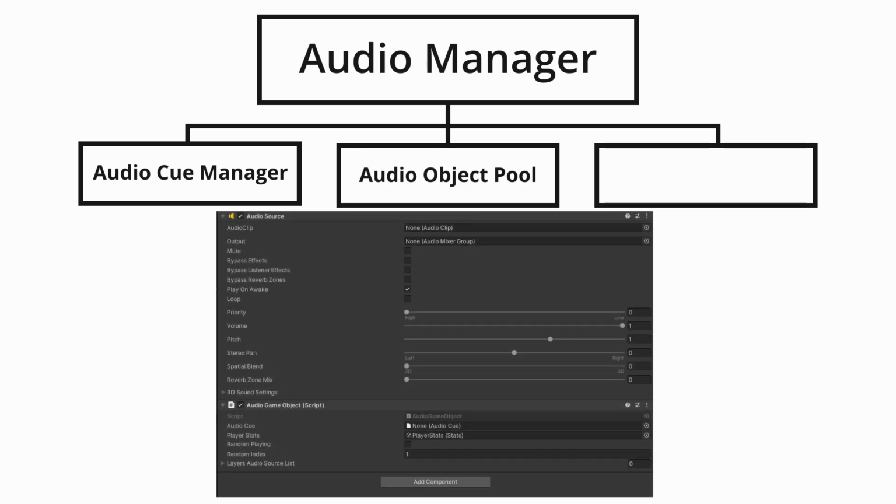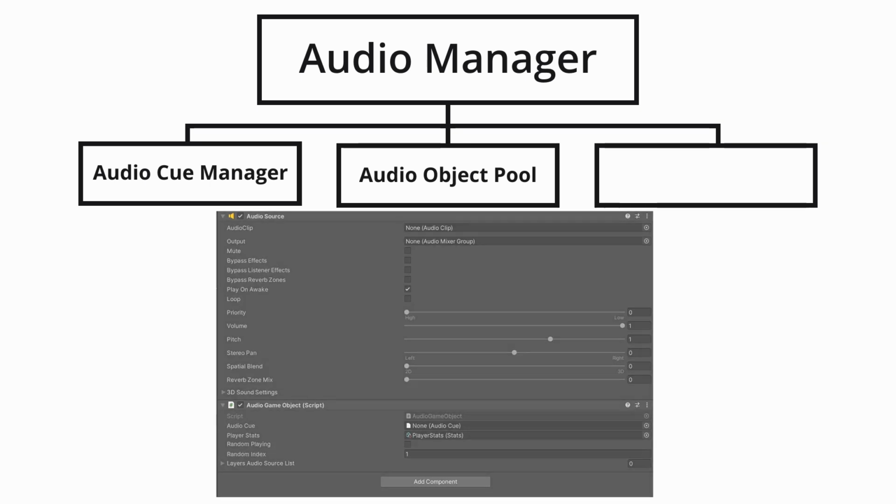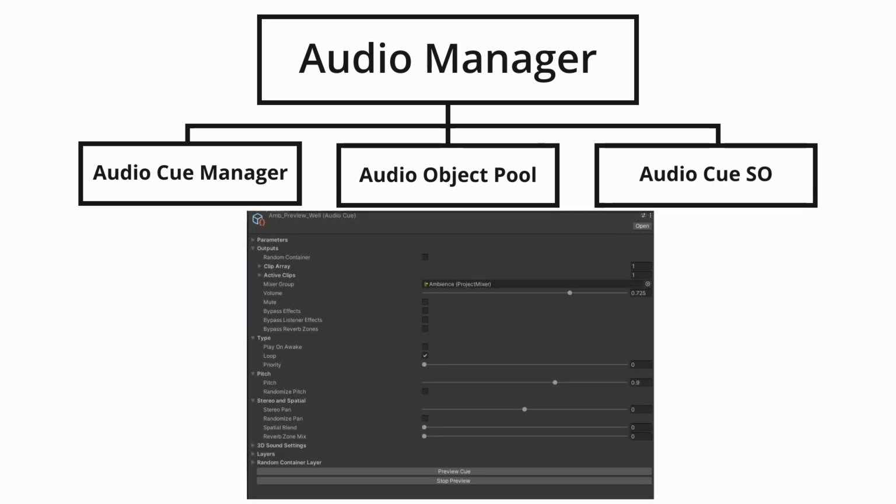An audio object pool keeps performance in check so we're not instantiating and destroying a bunch of objects every time we create an audio cue instance. The pooled audio object is just an empty game object with an audio source attached to it and a custom audio script as well. And our audio cue scriptable objects hold all of the data for each audio cue.